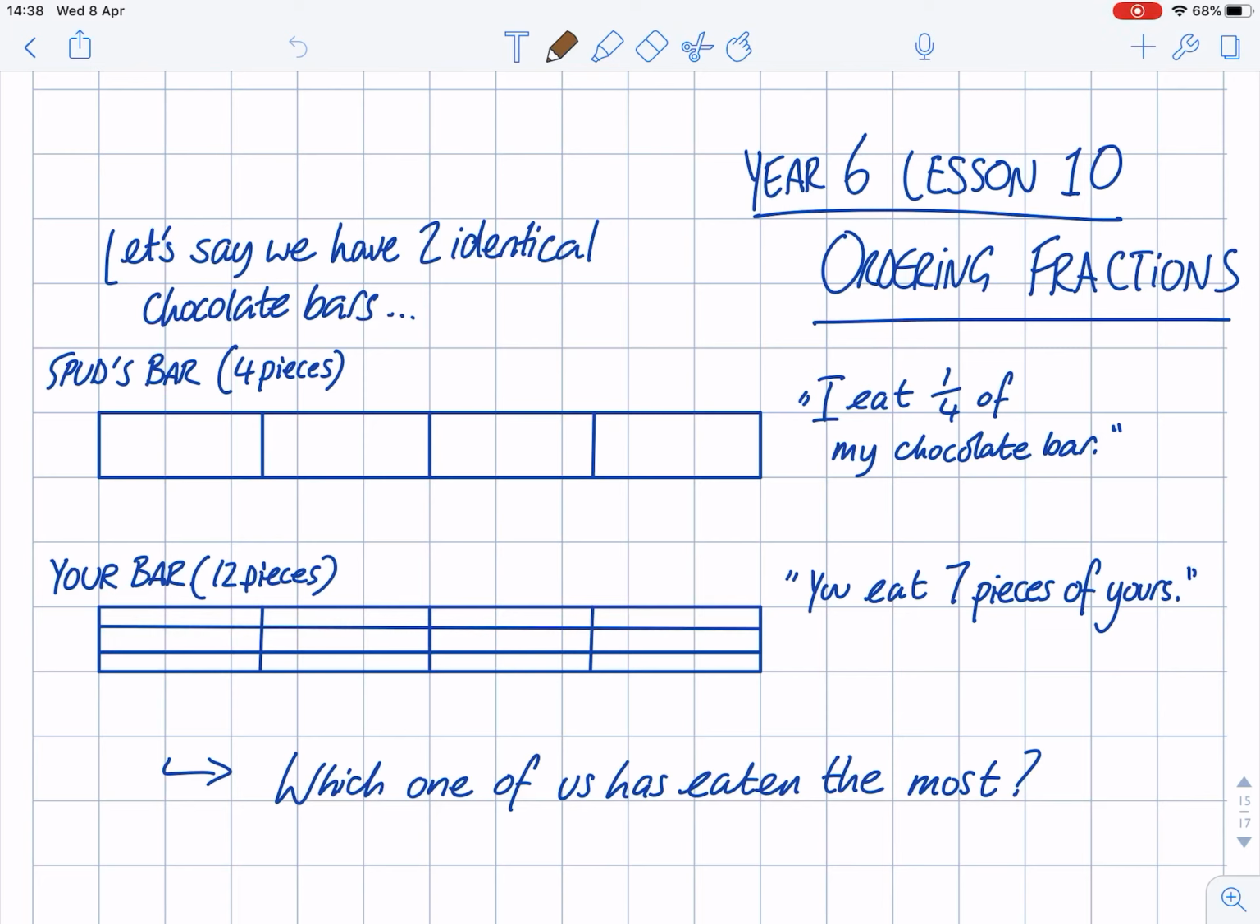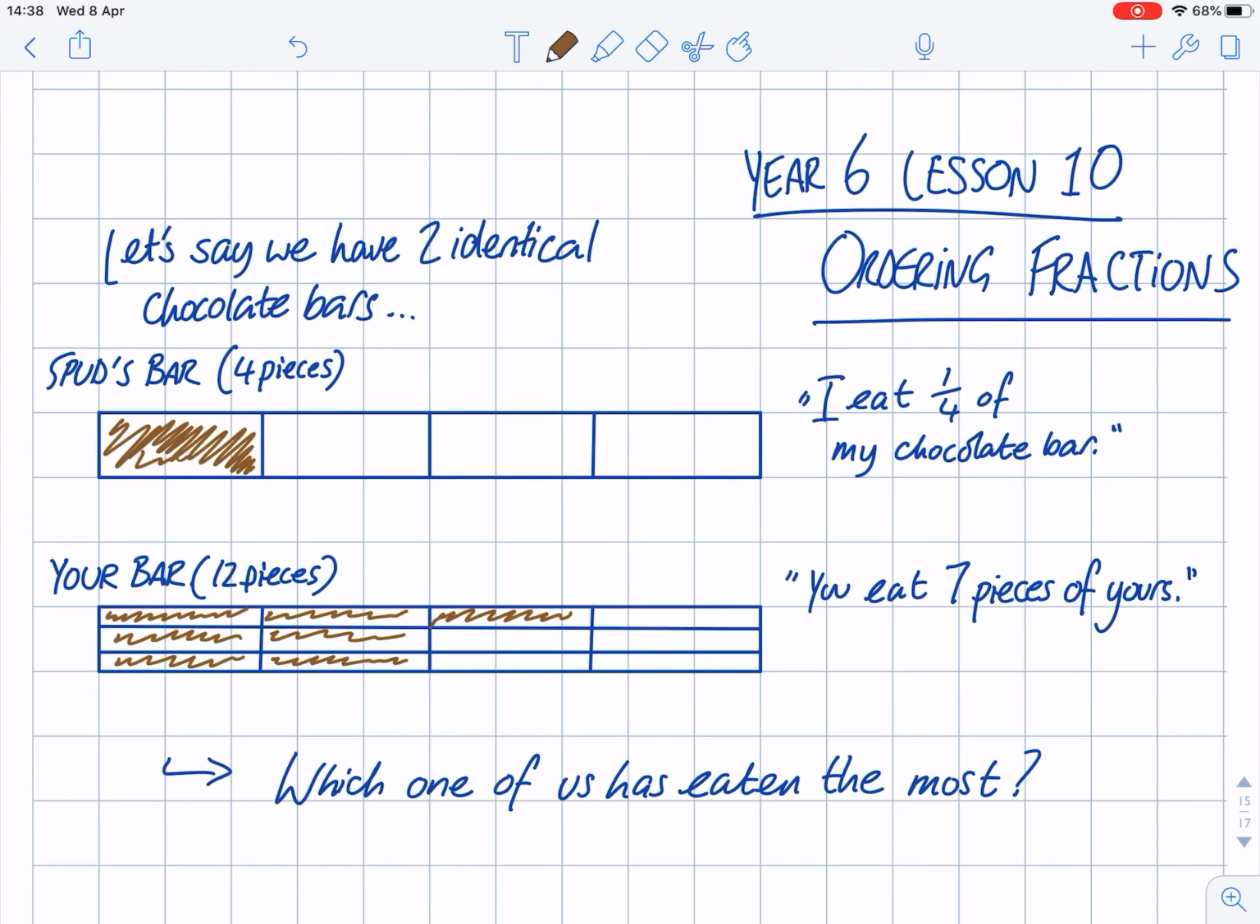Or 7 fractions. But obviously, in life, we don't really use the word fractions. We'll say pieces, or if it was pizza, we'd say slices, wouldn't we? All we need to remember is those pieces, those slices, they're the same size. Okay, so I've eaten 1/4 of my chocolate bar. So I'm just going to shade it in like that. Okay, you've eaten 7 pieces of yours. So 1, 2, 3, 4, 5, 6, 7.